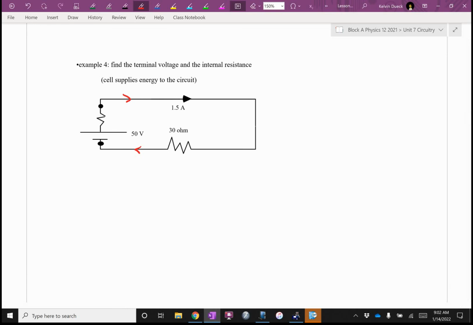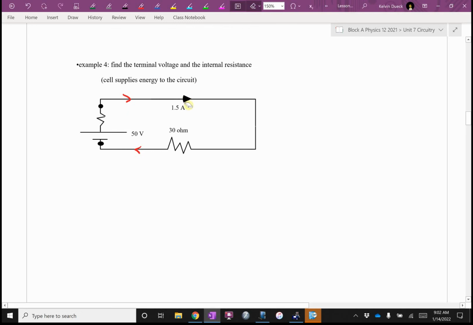What's the next thing I try and look for? Who remembers? Total current. Ah! See the 1.5? This question is going to fall apart. I don't know how yet, but trust me, this question is going to fall apart.